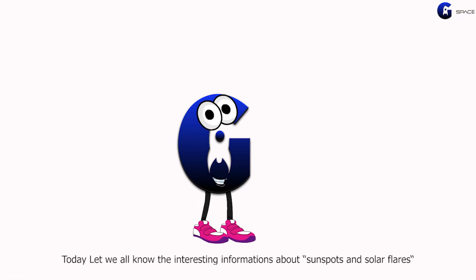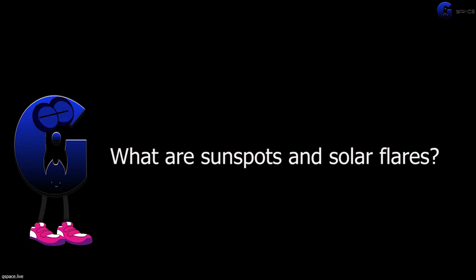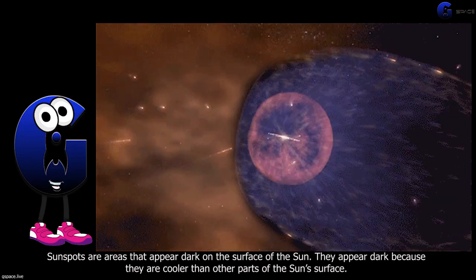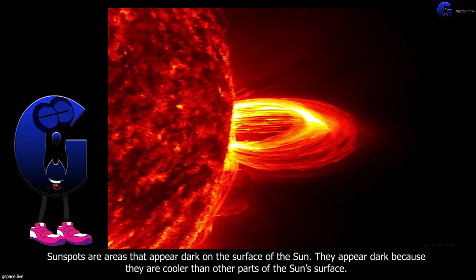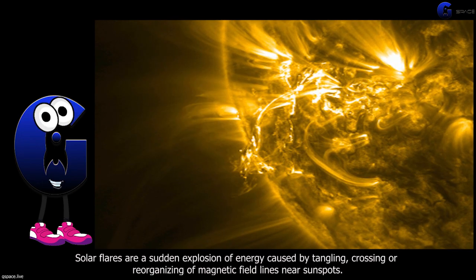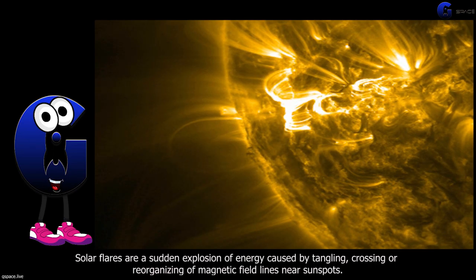Today let us all know the interesting information about sunspots and solar flares. What are sunspots and solar flares? Sunspots are areas that appear dark on the surface of the sun. They appear dark because they are cooler than other parts of the sun's surface. Solar flares are a sudden explosion of energy caused by tangling, crossing or reorganizing of magnetic field lines near sunspots.